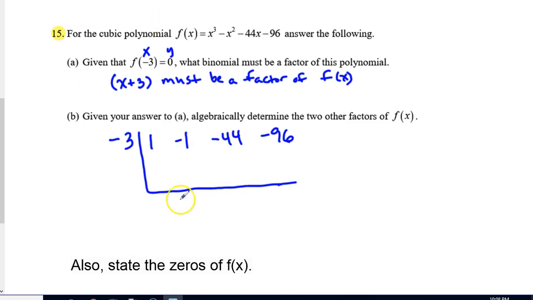Okay, so hopefully you worked this one out. Bring down, multiply negative 3 times 1, add negative 1 plus negative 3, multiply negative 3 times negative 4, add negative 44 plus 12, multiply negative 3 times negative 32. So it always comes back to that negative 3 times whatever's on the bottom. Okay, 96. And that came out pretty nice because it adds to 0. Therefore, our remainder is 0.